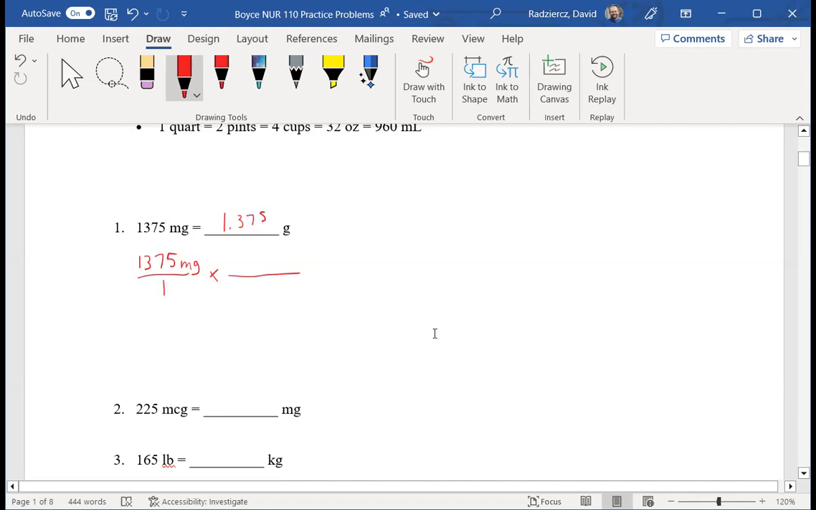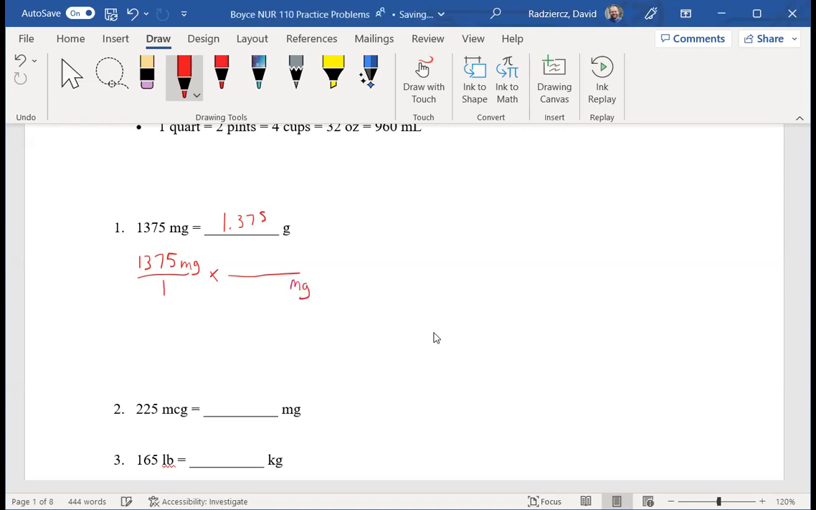Before I do anything as far as solving this problem, I'm going to put my units where they need to be. The next question I ask myself after I've asked, do I know a conversion? Yes. The next thing is, what am I trying to get rid of? I'm trying to get rid of milligrams. And what am I trying to convert to? Grams. Before you do anything, you'll know that you've arranged it correctly just by looking at the units. You don't even need to worry about numbers yet, but we already have the 1,375 there, so we're going to work with it.